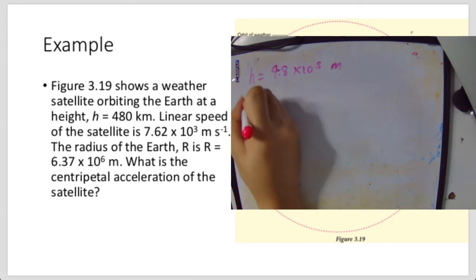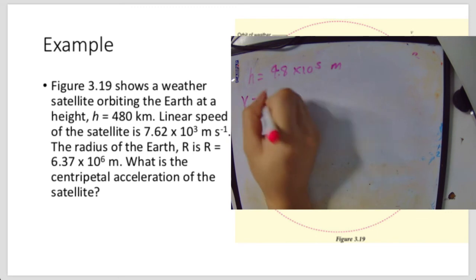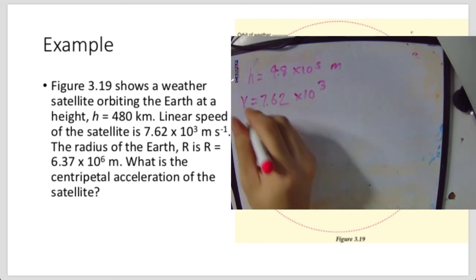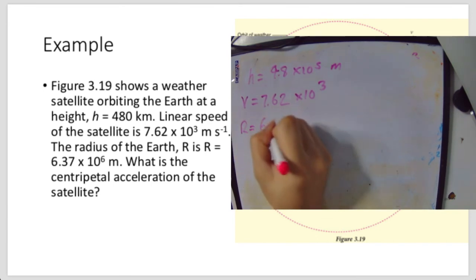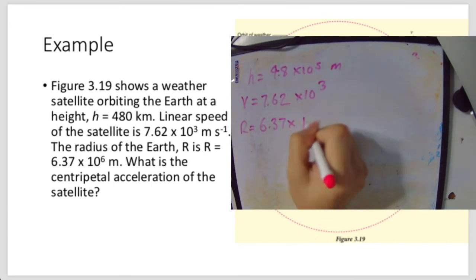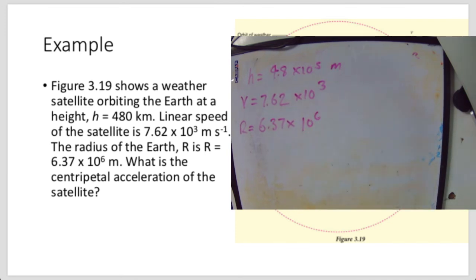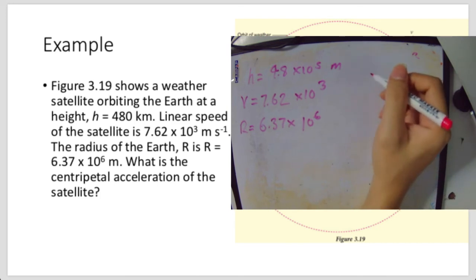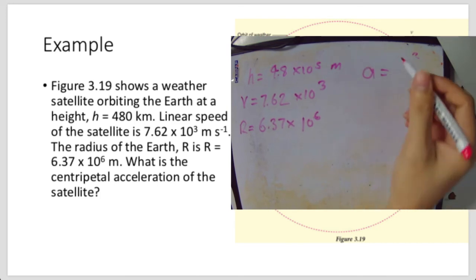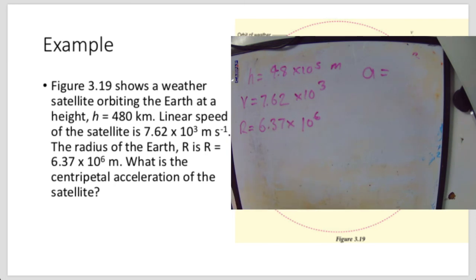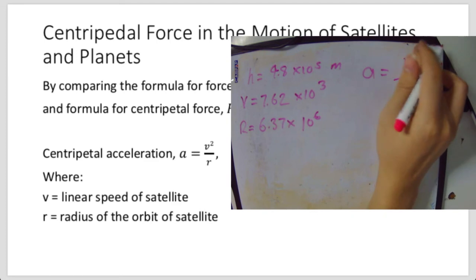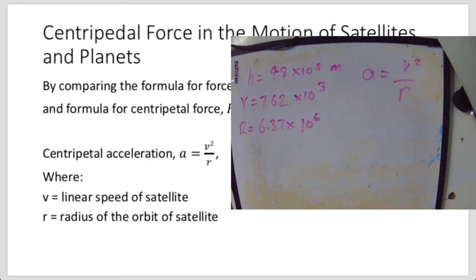Linear speed, or v, is 7.62 times 10 to the power of 3. Radius of the Earth, big letter R, is 6.37 times 10 to the power of 6. So what is the centripetal acceleration? The formula we're using is a equals v squared over r, r being the distance of the object from the center.